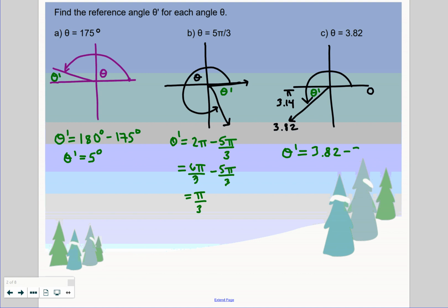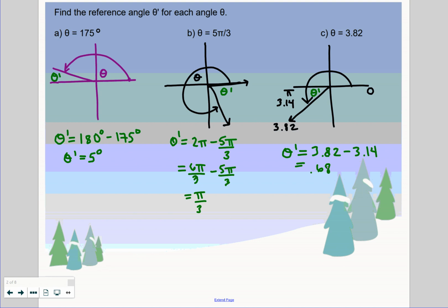Minus 3.14. And then you can just subtract that and you're going to get 0.68. And you can label it radians or you can just leave it like that, that would be our final answer. Okay, so that's how we find a reference angle.